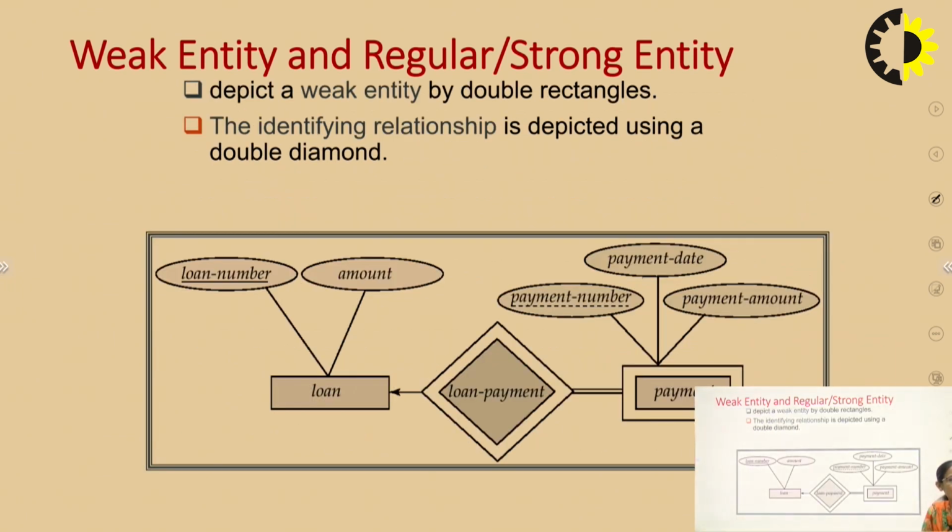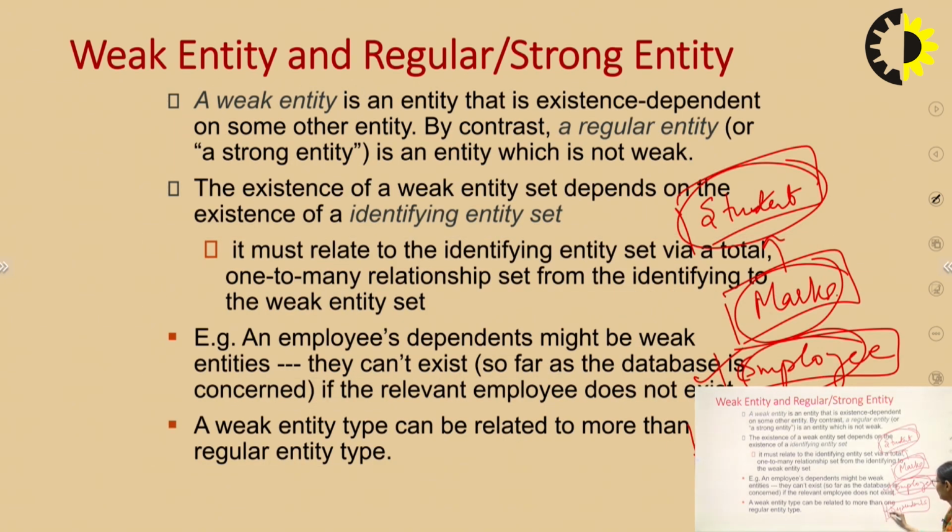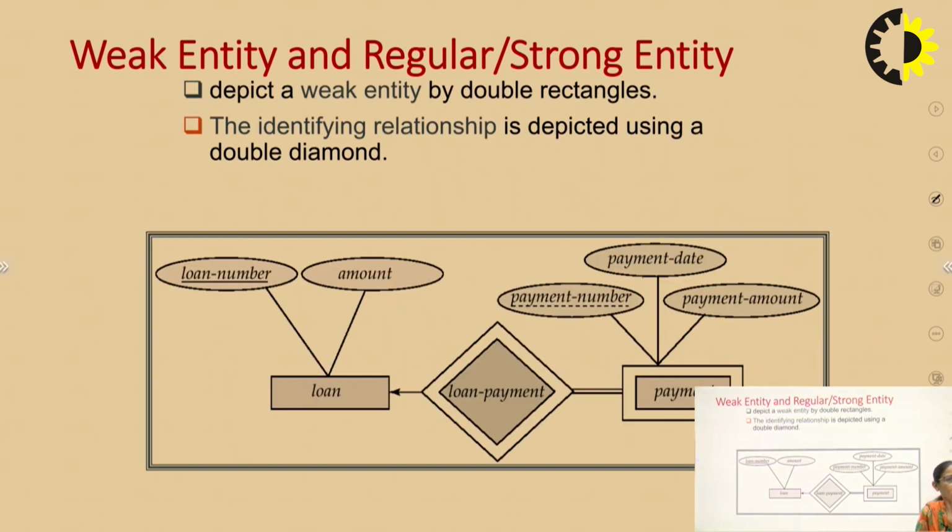How are we going to show the weak entity set? To show a weak entity set, we use the double rectangle. That is, it needs to be shown in this form. The identifying relationship is depicted using a double diamond. This is also very important. If we have a weak entity set, and when we show a relationship with the strong entity set, then the relationship needs to be shown with the help of a double diamond.